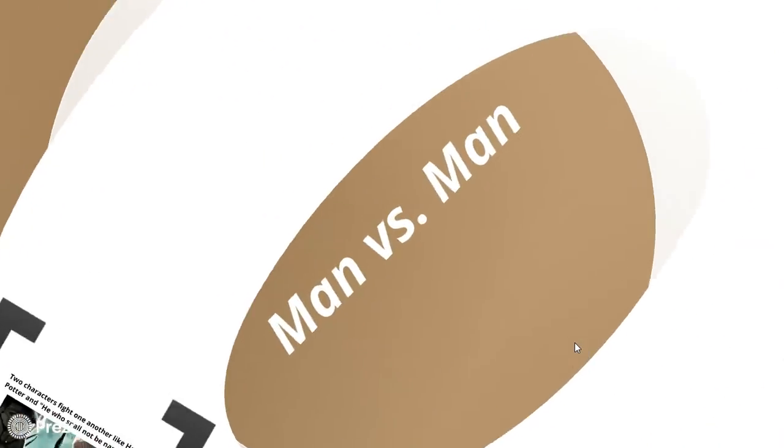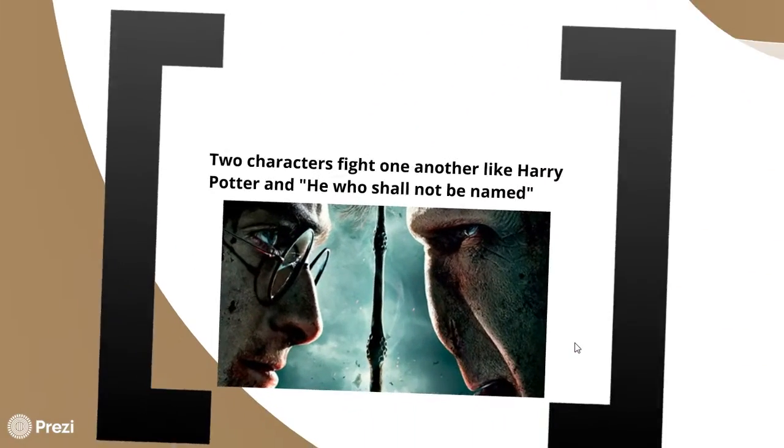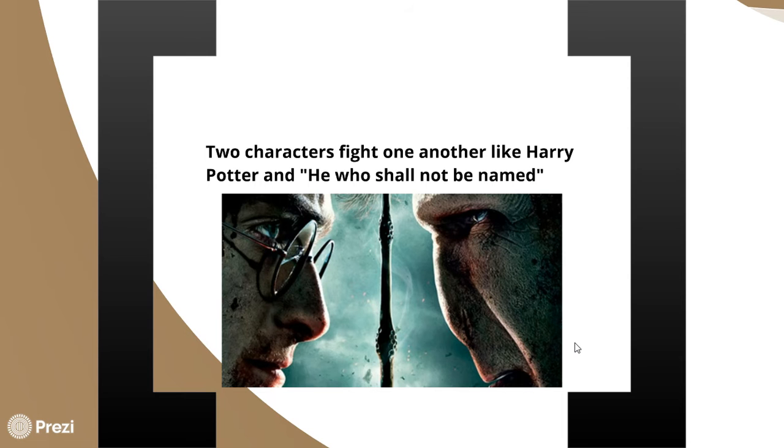So an external conflict is a struggle that takes place outside the body. External. So external, think of that. Think of if you're exploring, you're obviously outside. So man versus man is an example of this. It's the prime example. Two characters fight one another, like Harry Potter and He Who Shall Not Be Named.